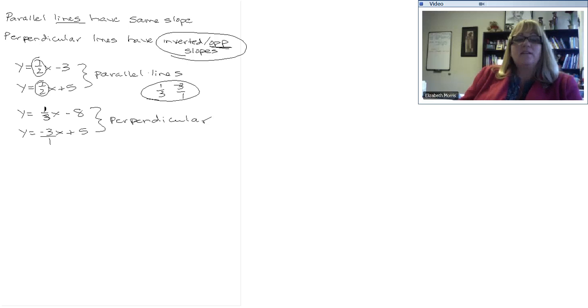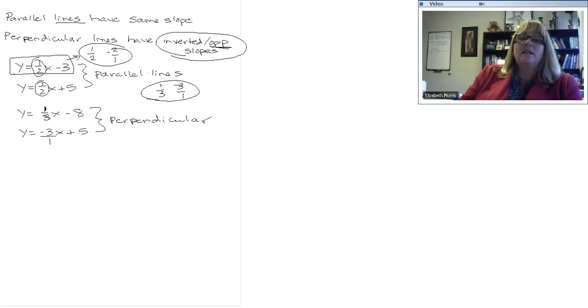Now let's look at this one. y equals 1/2 x minus 3. What slope would a line have to have if it was going to be perpendicular? Well, right now we have positive 1/2. So the perpendicular line would have to have negative 2/1 slope. Then they'd be perpendicular. Okay?